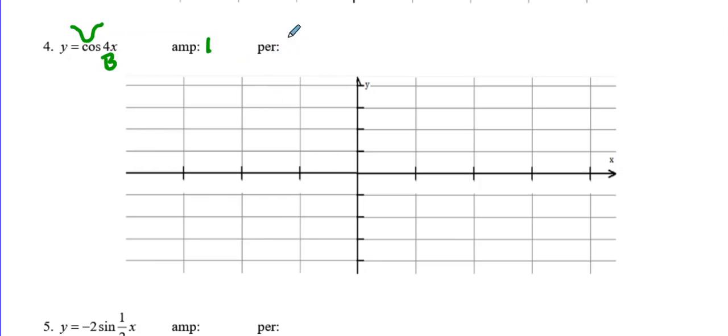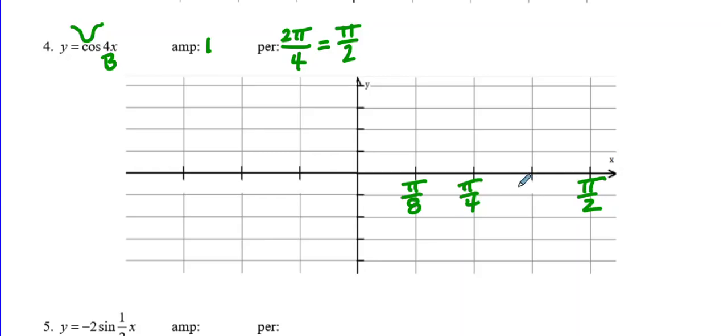Your period is 2 pi divided by the b value. So it's 2 pi divided by 4, which simplifies to pi over 2. So that means that it takes a whole length of pi over 2 before this graph repeats. So I'm going to put my pi over 2 here so that I can still show my graph in this area. Half of pi over 2 would be pi over 4, and half of pi over 4 would be pi over 8.